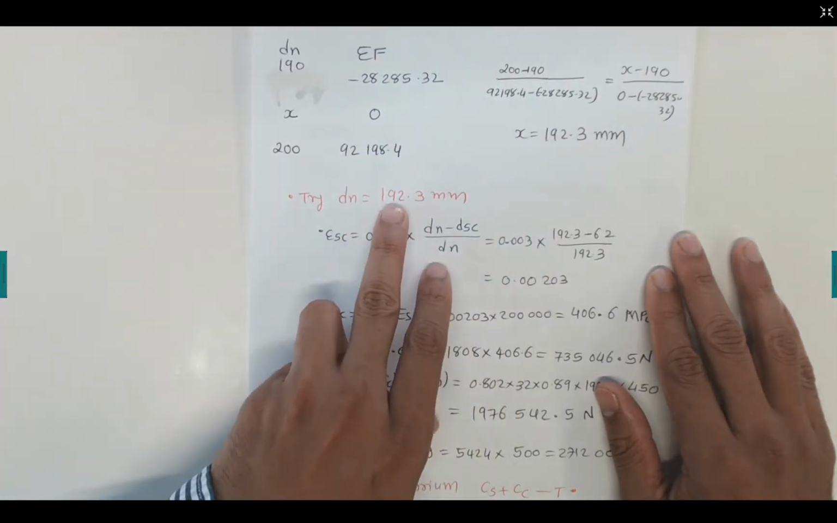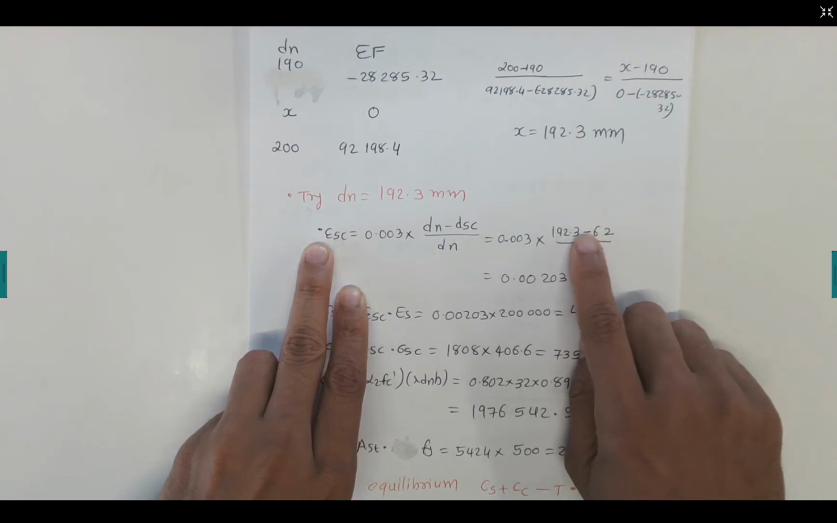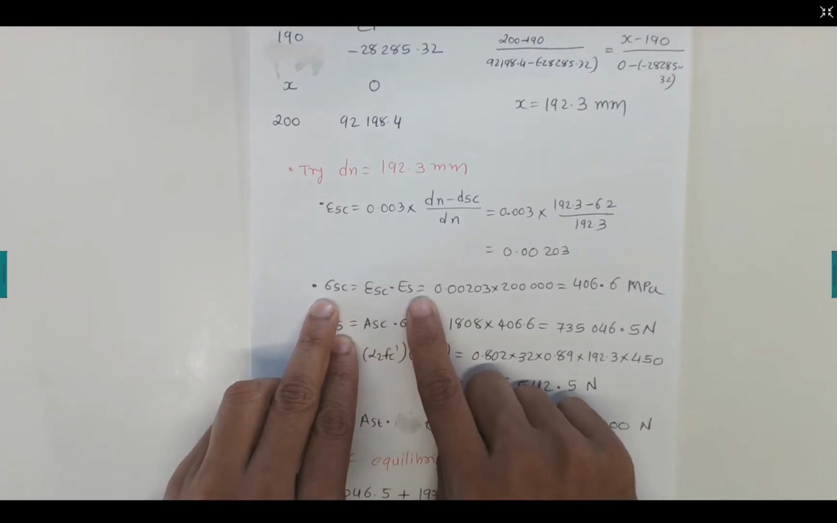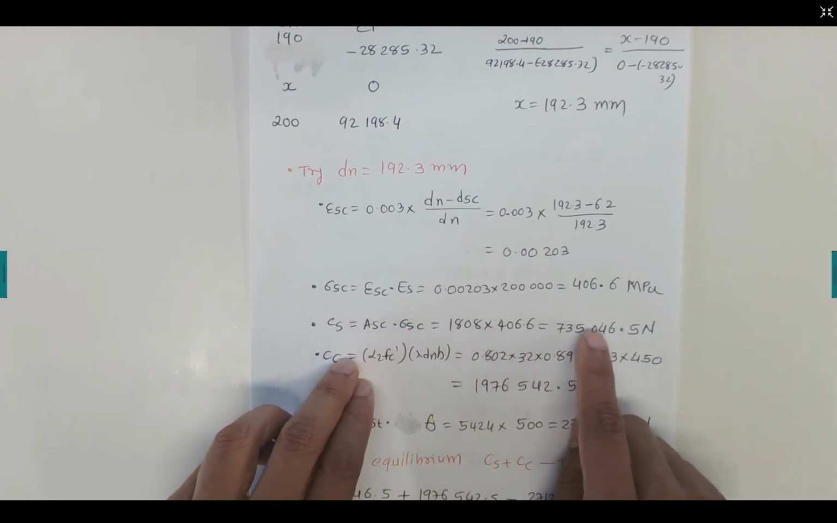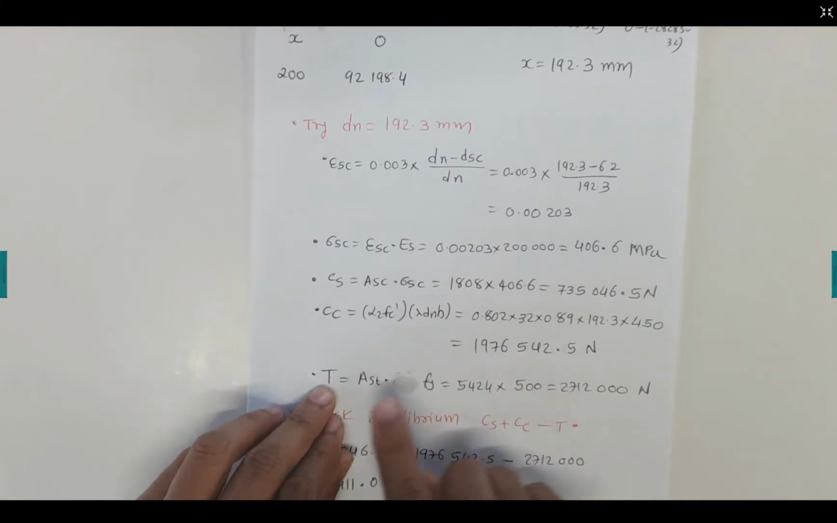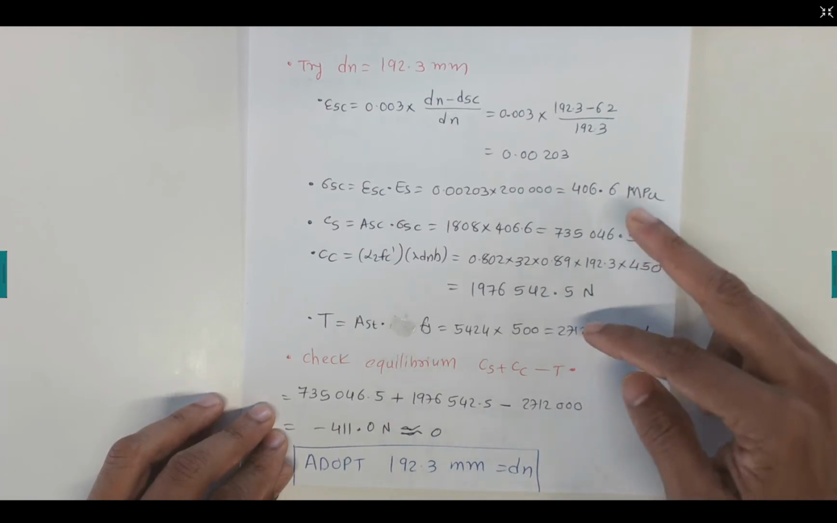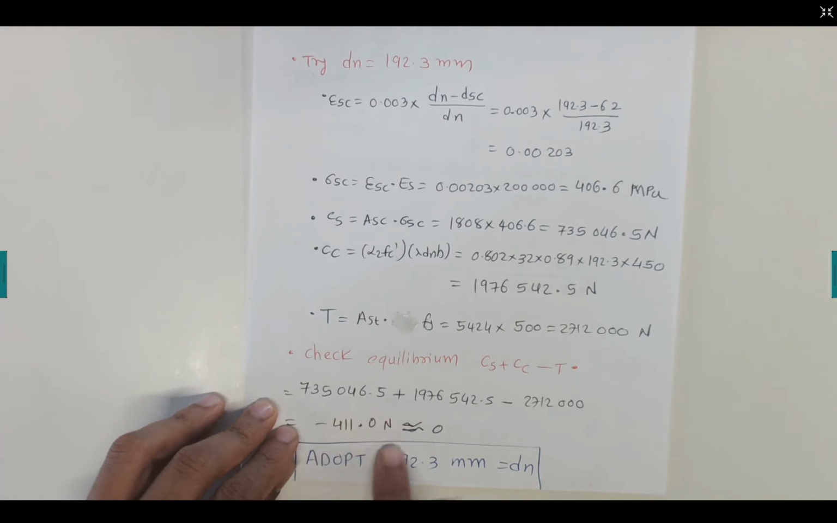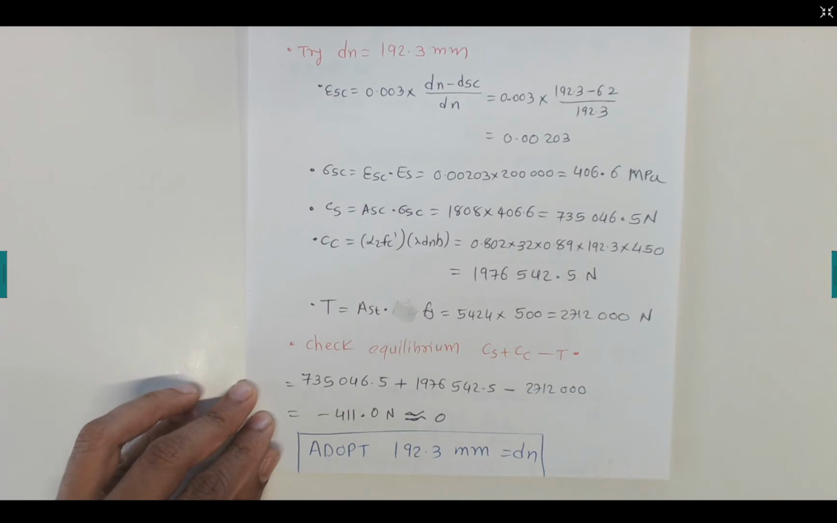Now we try this DN value. First we calculate the strain, same as previous, but with a different DN value here. Then we calculate the stress: stress is equal to strain times Young modulus. We calculate the force, area times stress. Concrete force in compression gives us this value, and tension force in the bottom reinforcement gives us this value, and we check the equilibrium. Again 3 forces, 2 forces are positive and 1 force is negative. It gives us almost 0.4 kilonewton, which is almost 0. So we can take this DN value of 192.3.